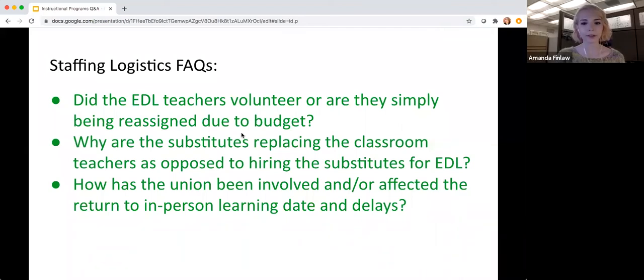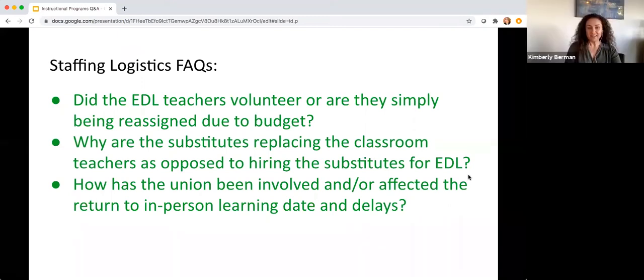Why are the substitutes replacing the classroom teachers as opposed to hiring the substitutes for EDL? We are honoring requests of our teachers who would like to teach remotely. And so we are looking at that as the first option for filling those positions. And we will be also using substitutes in our schools for any of our staff for regular absences as well.